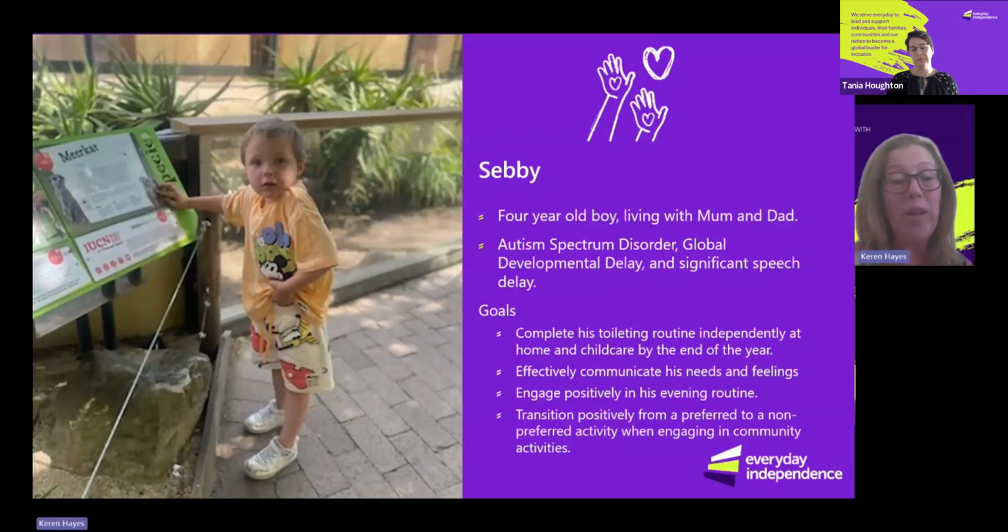We're working at the moment on his toileting routine. He's currently incontinent full-time in nappies. We're working on communication skills and finding some ways that he's able to communicate his needs and wants and feelings while he's simultaneously developing spoken language.